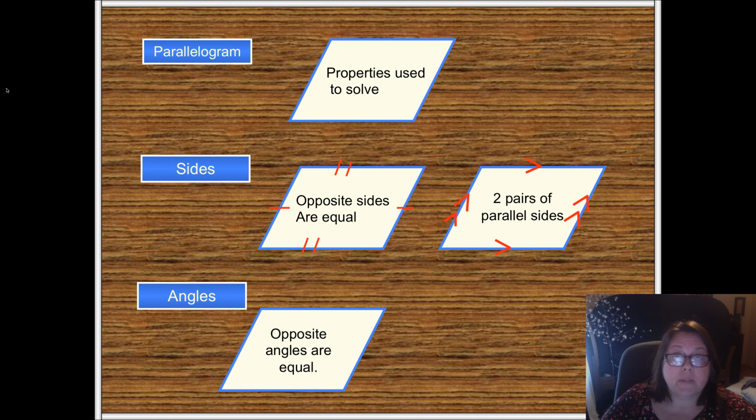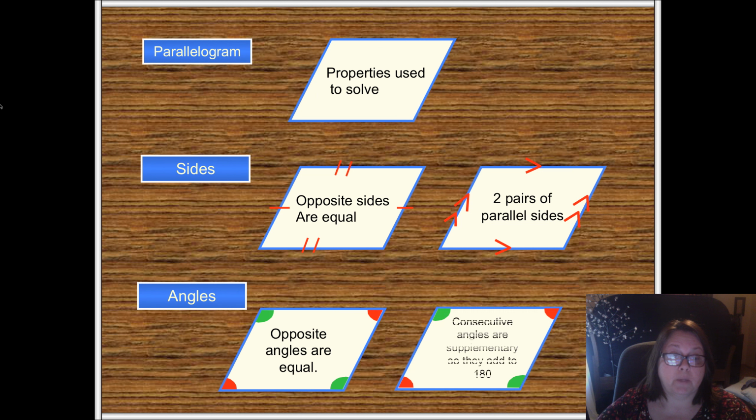All right, opposite angles are equal. And really it should say opposite diagonal angles are equal. You'll notice in the picture here, this green is equal to this one, and this red is equal to this one. So opposite diagonal angles are equal to one another.